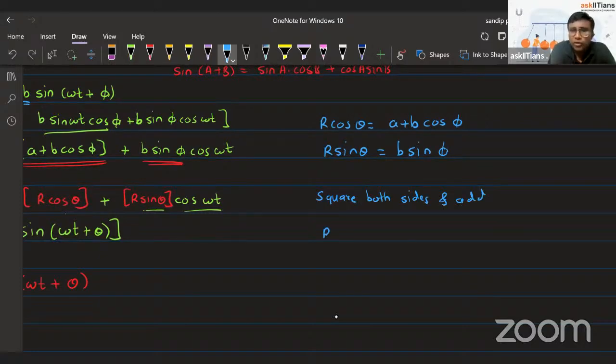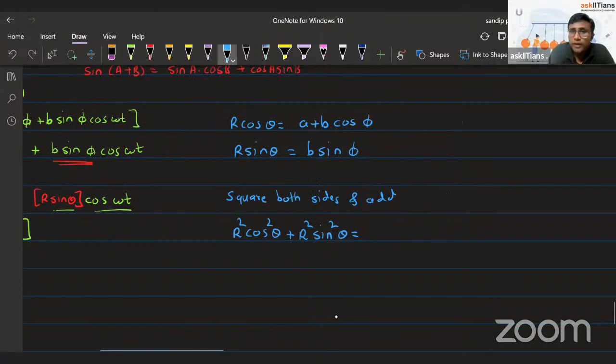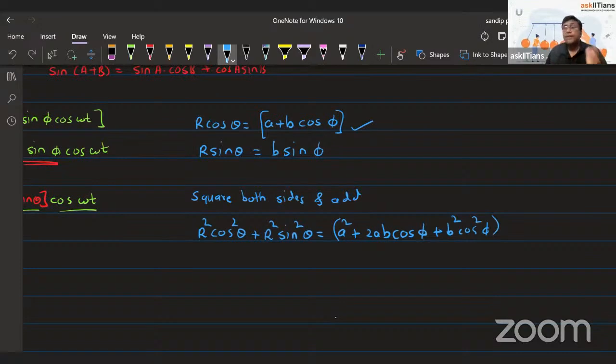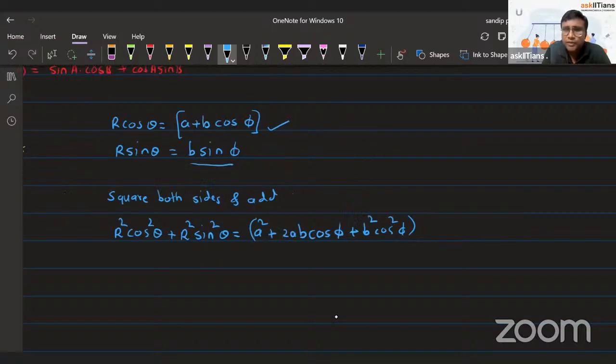So what will happen? This will become r square cos square theta plus r square sine square theta is equal to, now square of this, that will be a square plus 2ab cos phi plus b square cos square phi. What I did, I just expanded this bracket. We know the basic formula, x plus y whole square is x squared plus 2xy plus y square. Same formula. Plus r square sine square theta means square of this, that is b square sine square phi.